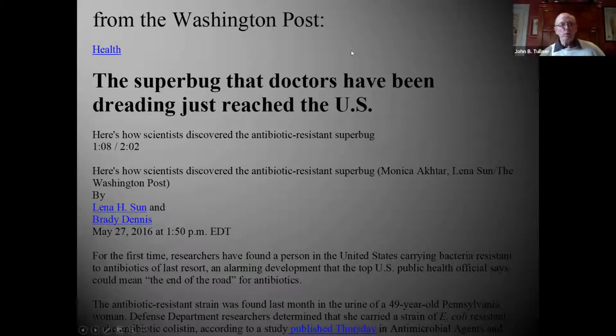If you look at the date down below here, this was May 27th, 2016. The superbug that doctors have been dreading just reached the United States. Some of the things I will key toward the US because I have greater access to the CDC, but this was a Washington Post article. In it, the first identified person, a 29-year-old woman from Pennsylvania, had an E. coli organism in her urinary tract that could not be treated with even the most effective antibiotic for that, which would have been colistin.